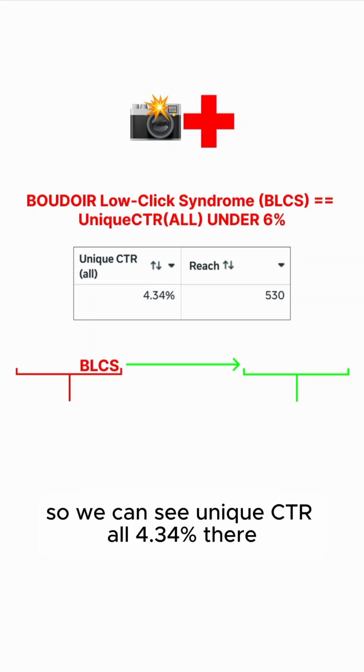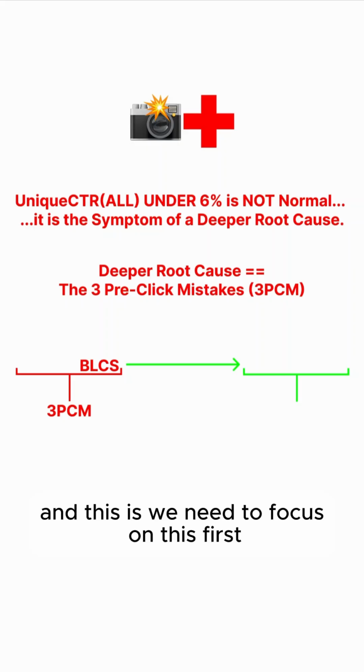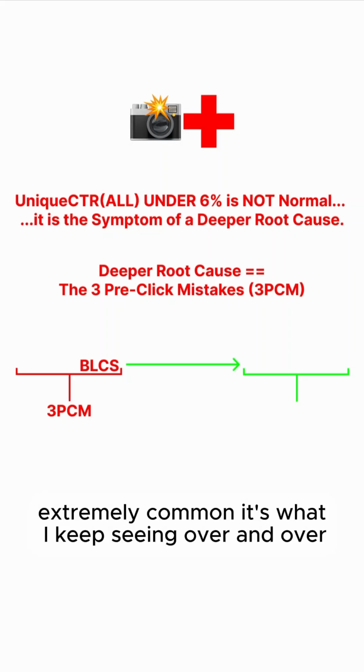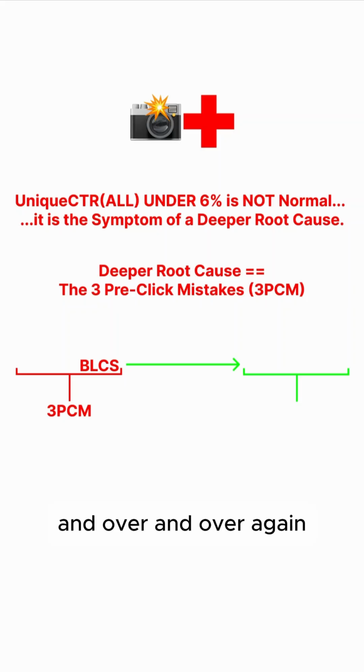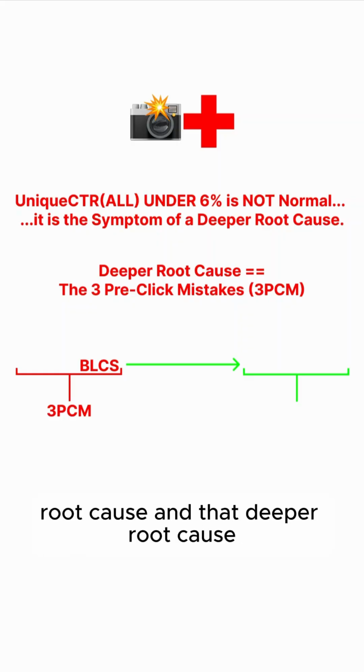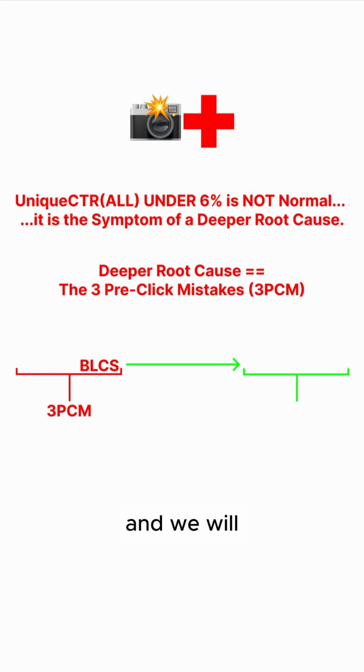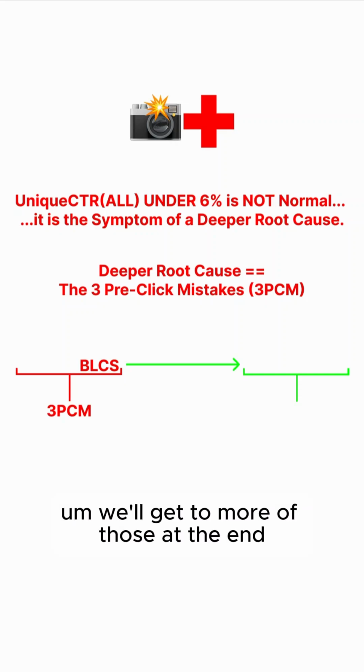So we can see unique CTR 4.34% there. And we need to focus on this first because a unique CTR under 6% is not normal. Extremely common, and it's what I keep seeing over and over again. Every single Boudoir Facebook ad I've seen and tested has BLCS, unique CTR under 6%. And it's a problem because it's actually the symptom of a deeper root cause. And that deeper root cause is the 3 pre-click mistakes. 3 pre-click mistakes cause BLCS, and we'll get to more of those at the end.